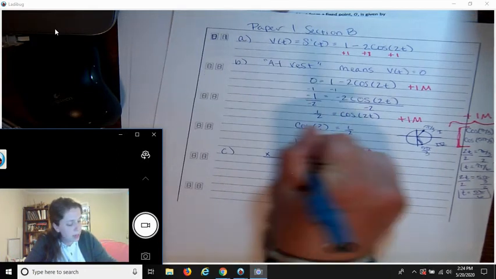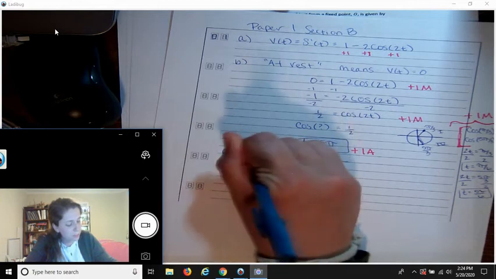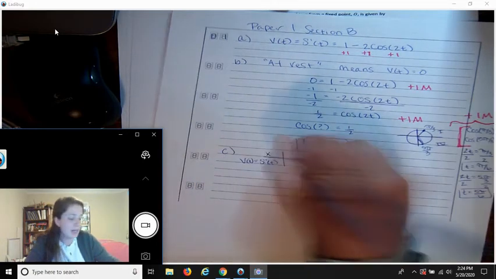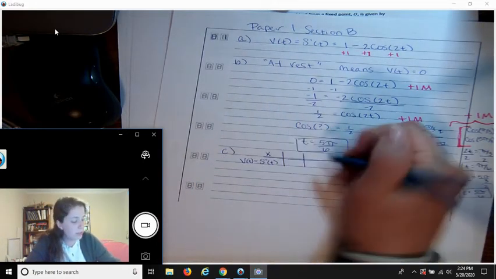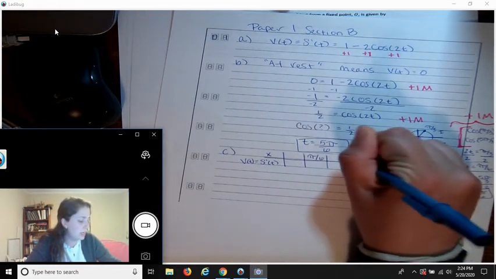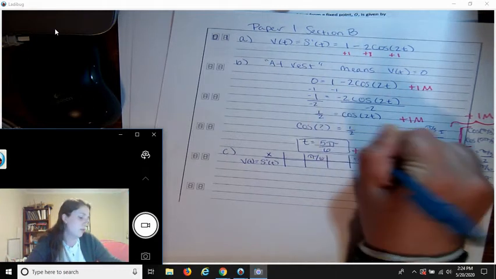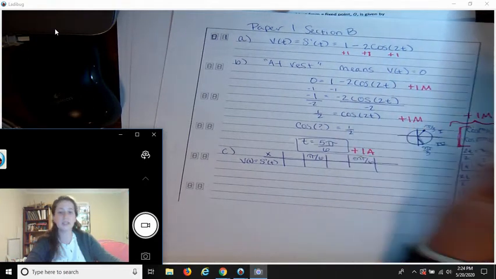So I have x, and I have my s prime of t, which is also v of t. I need a value to the left of pi over 6, I need a value in between, and I need my 5 pi over 6. And then I need a value to the right of 5 pi over 6. So this is how my table should look.